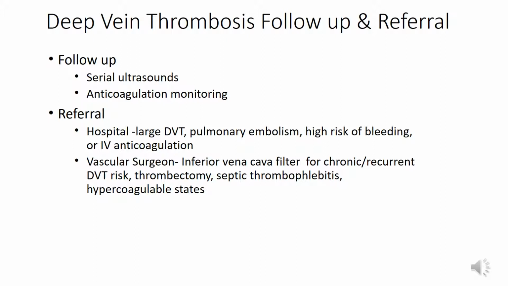For referrals, if you have a patient with a large DVT or a pulmonary embolus, high risk of bleeding, or they need IV anticoagulation, you're definitely going to have them admitted to the hospital. Vascular surgery may need to get involved if you need to have an inferior vena cava filter placed, or if you have chronic or recurrent DVT risk, if the patient needs surgery for a thrombectomy, or if they have a septic thrombophlebitis, or if they have hypercoagulable states.